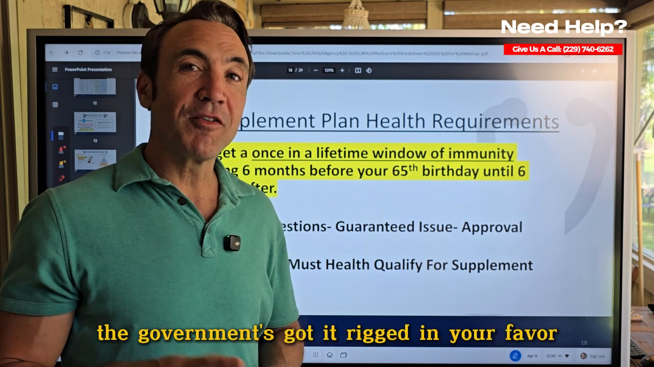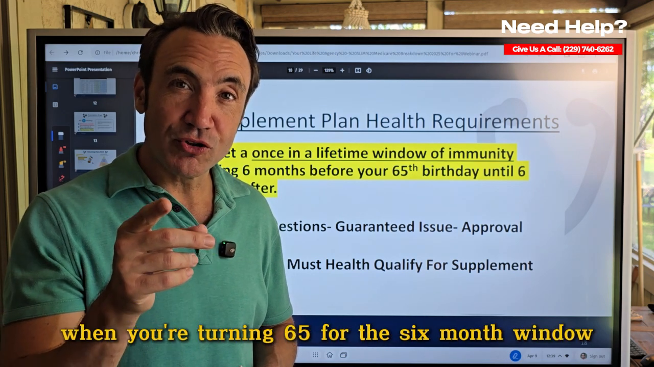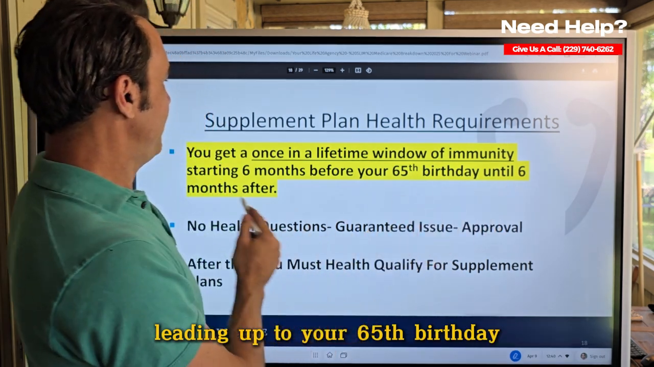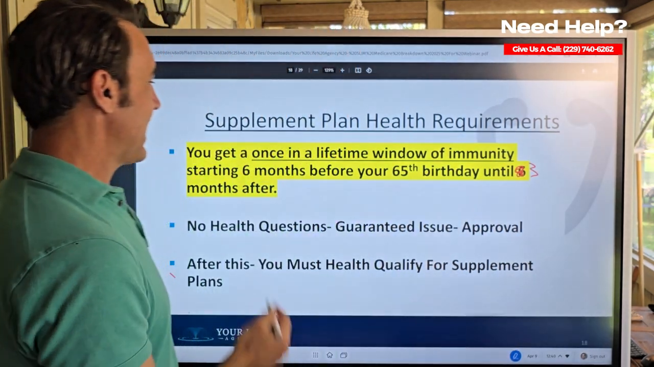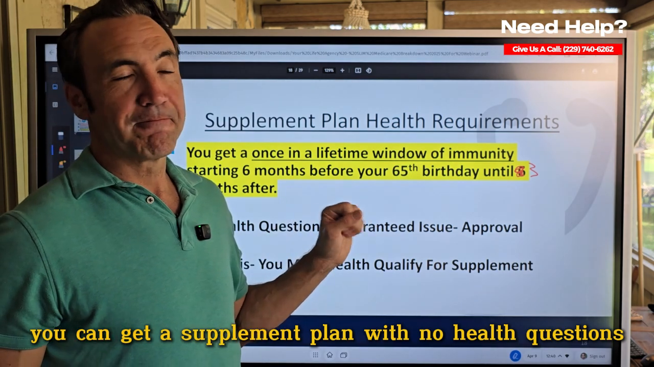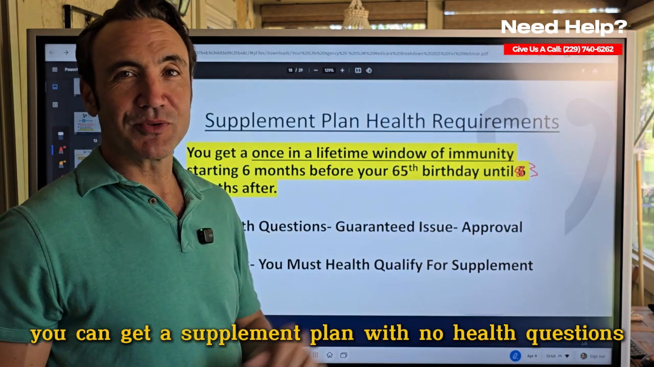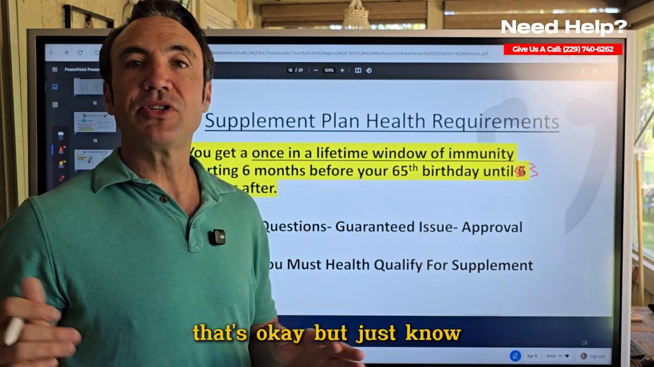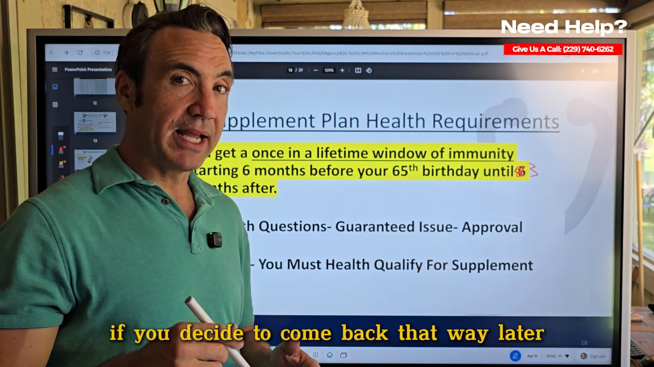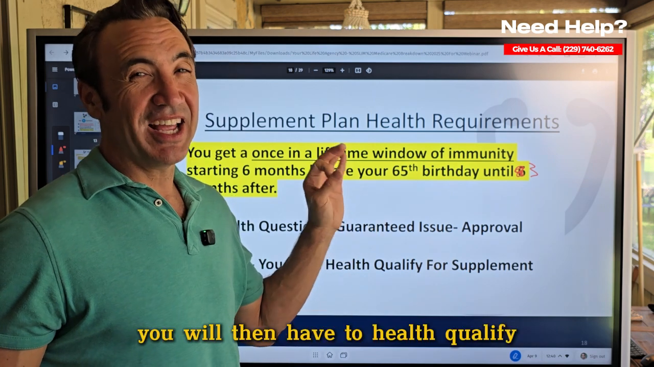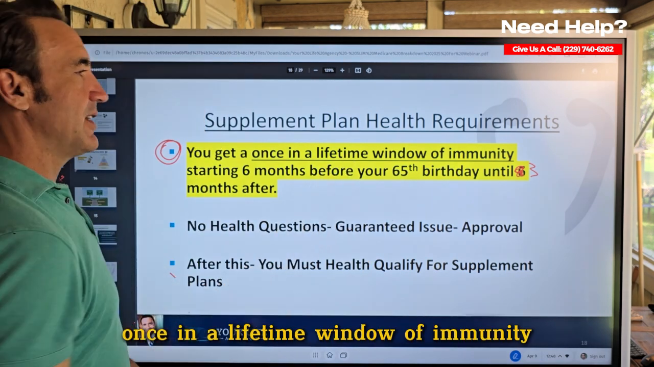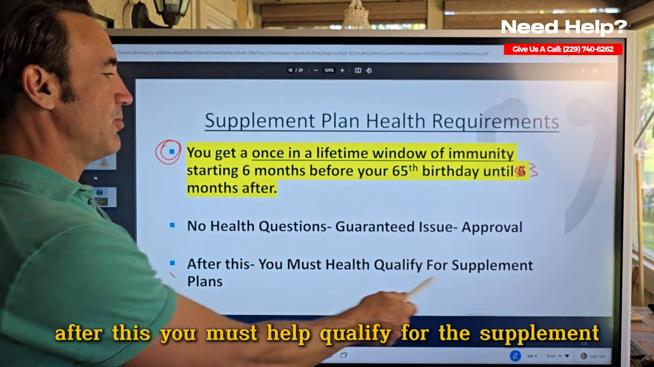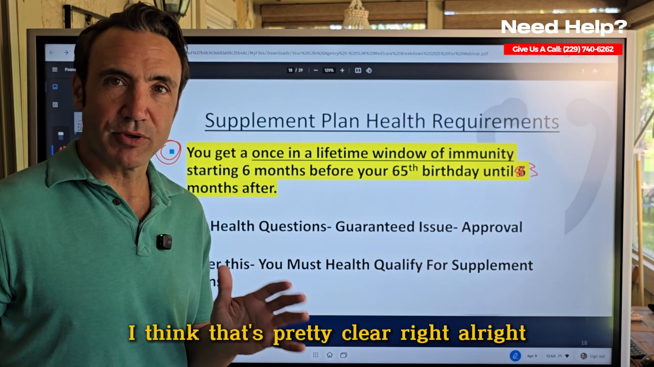But here's the thing. The government's got it rigged in your favor when you're turning 65. For the 6-month window leading up to your 65th birthday and 3 months after, you can get a supplement plan with no health questions. Now, if you decide not to take a supplement plan at that time, that's okay. But just know if you decide to come back that way later, you will then have to health qualify. Once in a lifetime window of immunity, as I call it, for a supplement plan when you're turning 65. After this, you must health qualify for the supplement. I think that's pretty clear, right?